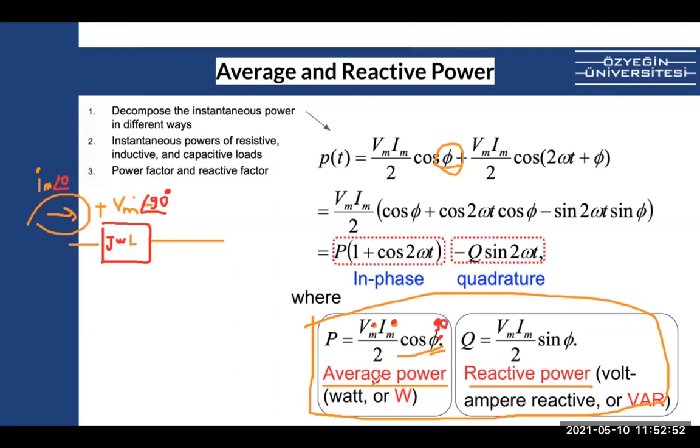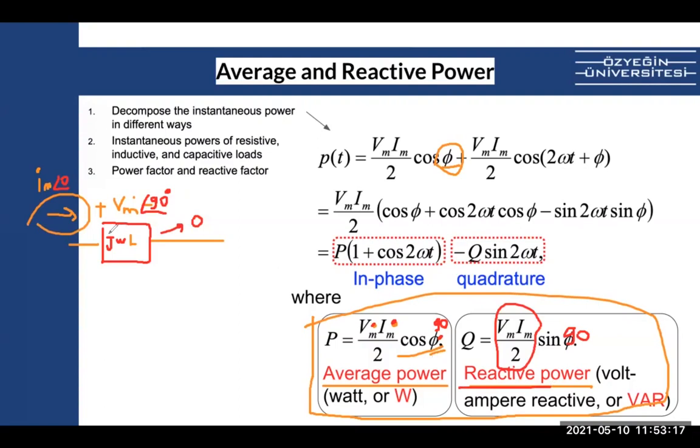0. And as you can see, the average power of an inductor is 0, but the reactive power is Vm times Im over 2. Okay, and it makes sense because the inductor is purely reactive. It doesn't have any resistor components.